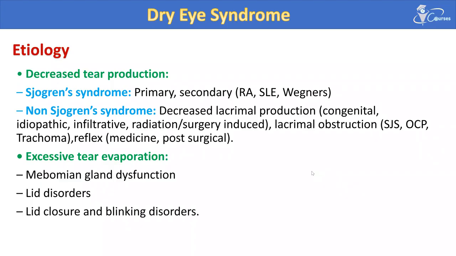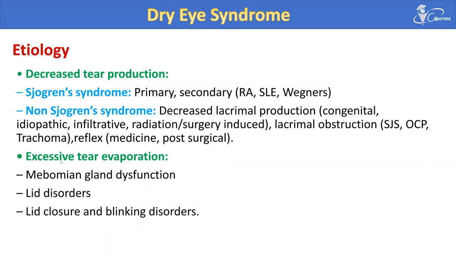So what are the causes that may result in decreased lacrimal production? It could be congenital absence or hypoplasia of the lacrimal gland, or congenital atresia of the lacrimal gland canaliculi. It could be idiopathic, or infiltrative by tumor. It could be secondary to radiation or surgically induced by accidental removal, or lacrimal obstruction by Stevens-Johnson syndrome, ocular cicatricial pemphigoid, trachoma, as we just mentioned. Reflex post-medications or post-surgery will cause irritation of the ocular surface with reflex tearing.